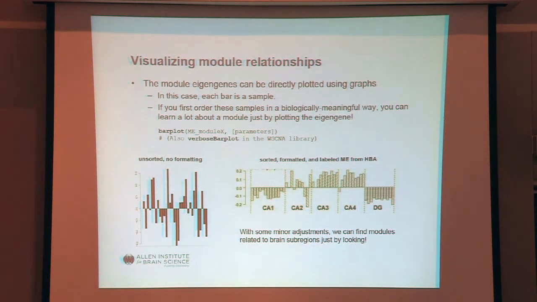So another useful visualization is looking at the module eigengenes directly, for example, using a bar graph. And in this case, each bar would represent a sample.